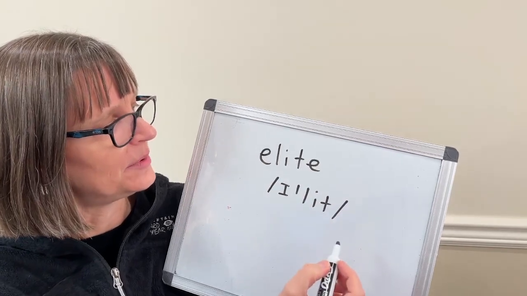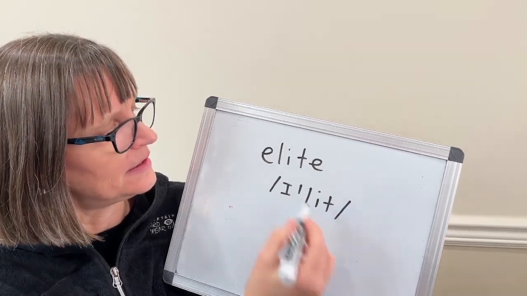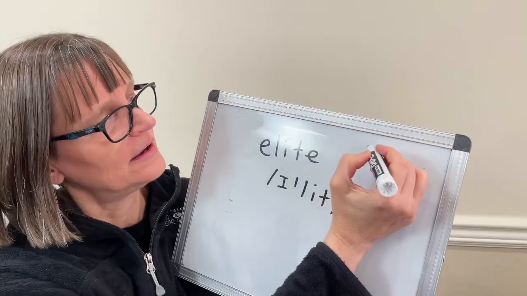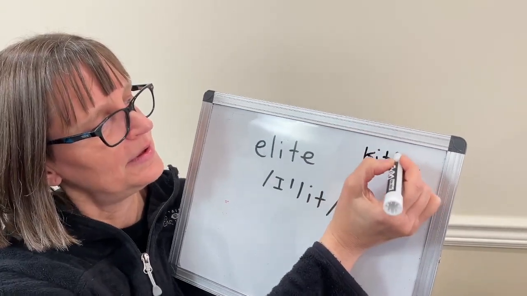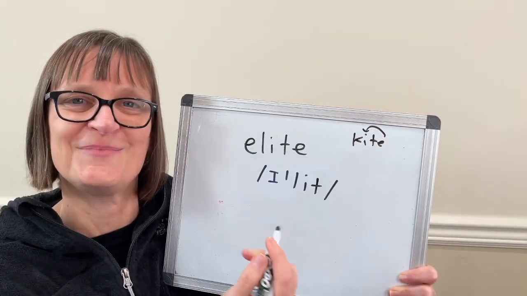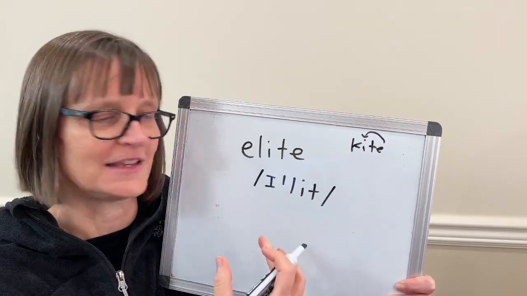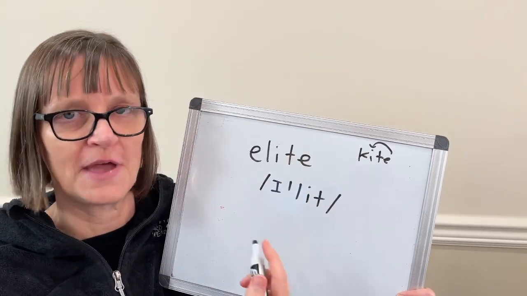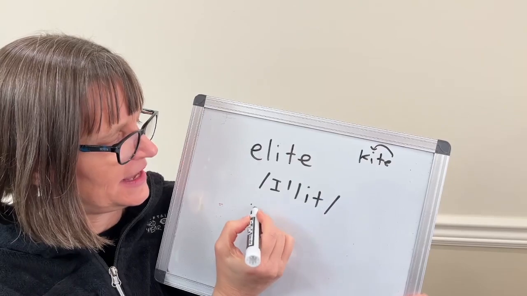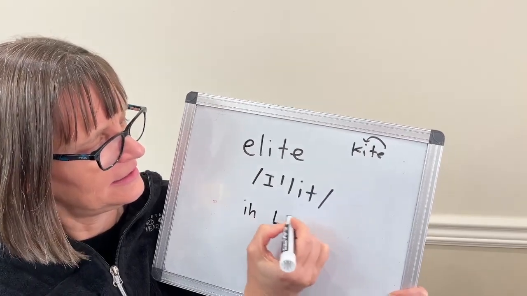For example, in words with I-E like kite, the I will say its name because the silent E makes the I say I. This one doesn't follow any of those rules. It sounds like elite.